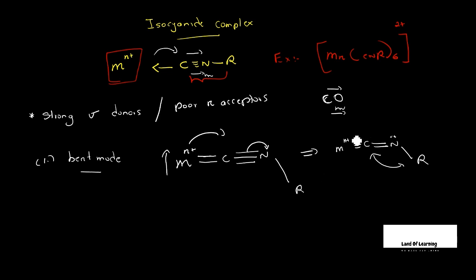But the other thing you need to know is that this backbonding is not as strong as with carbon monoxide, right? When carbon monoxide is present here, it will create much stronger backbonding effects than the isocyanide ligands. The other type is terminal.